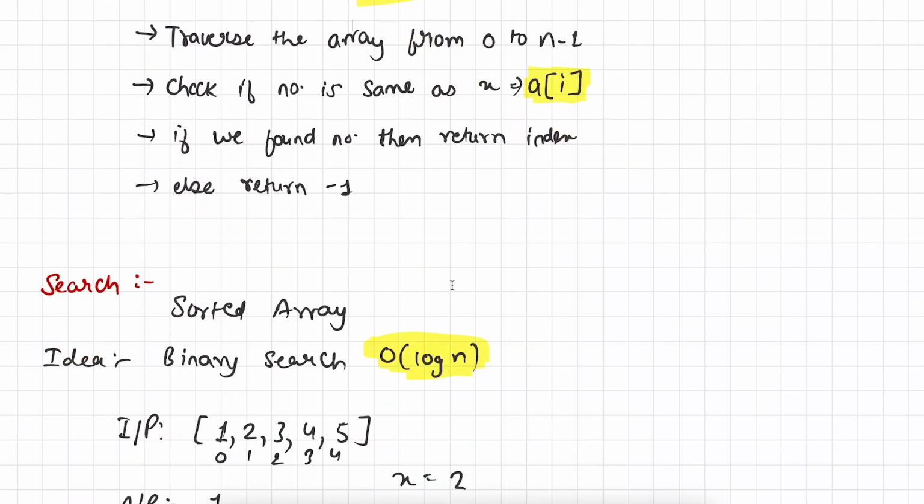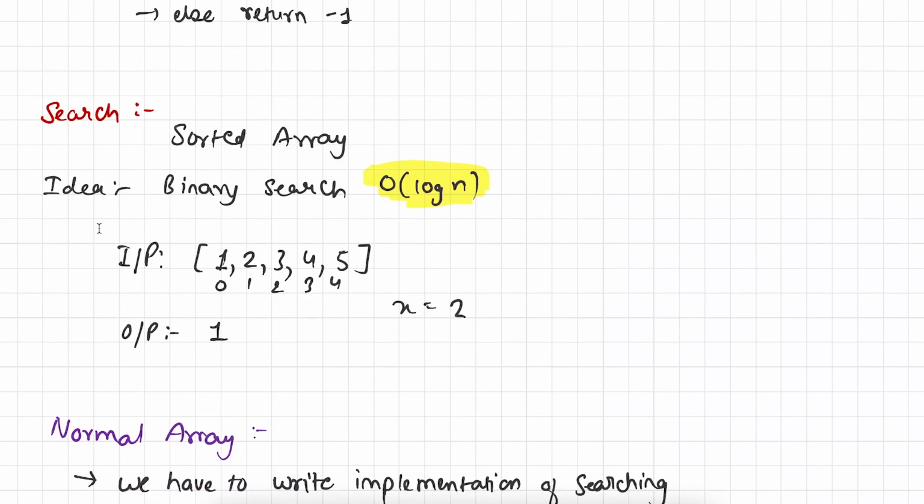But what if we have sorted arrays like this? Here we have an array of 5 elements and all elements are arranged in sorted order. Let's say we want to search element 2. As we can see, 2 is present at index 1, so it simply outputs 1. In this type of case where numbers are arranged in sorted order, we can use binary search, and the time complexity of binary search is going to be big O of log n. Do not worry if you do not know about binary search. We are going to learn binary search in upcoming videos.